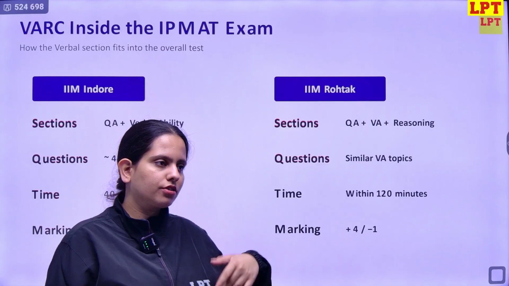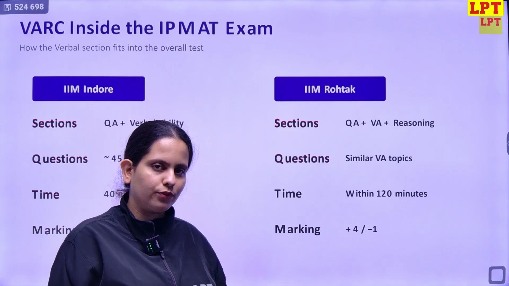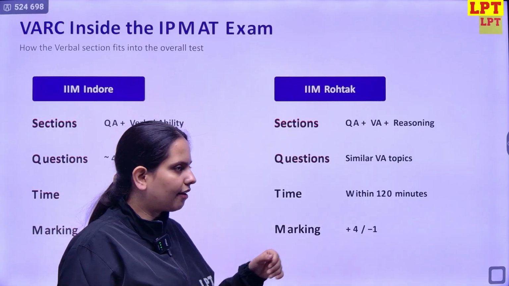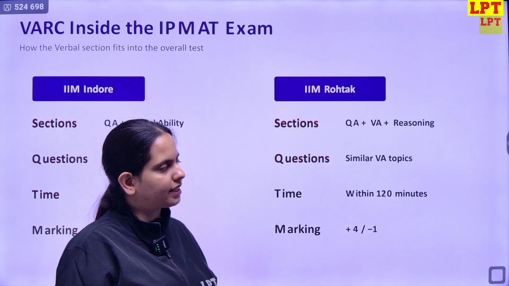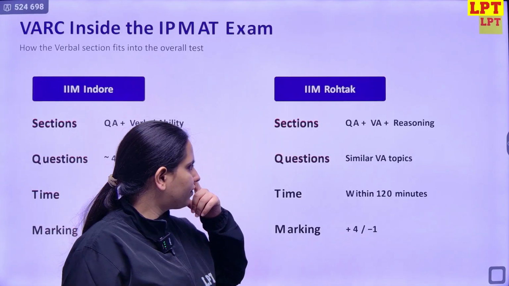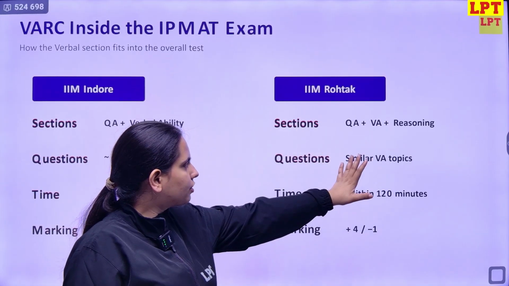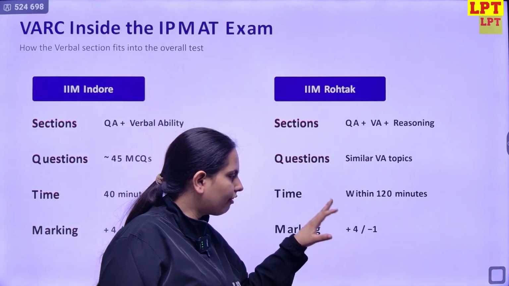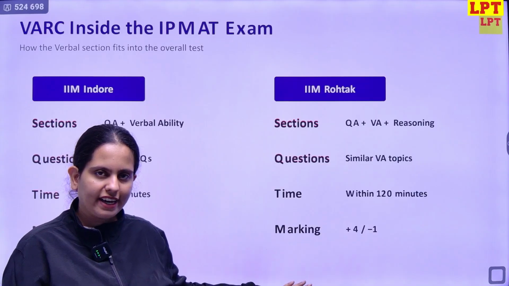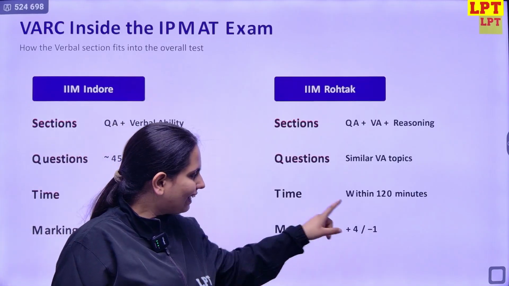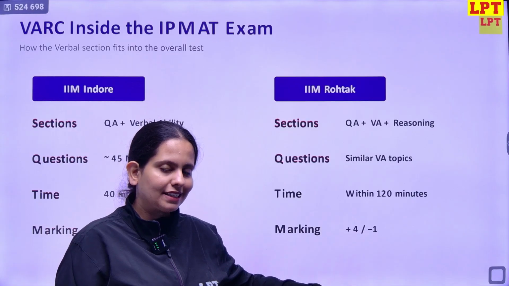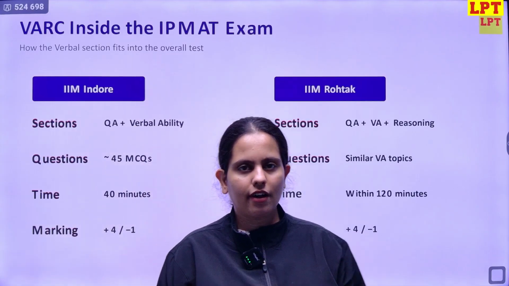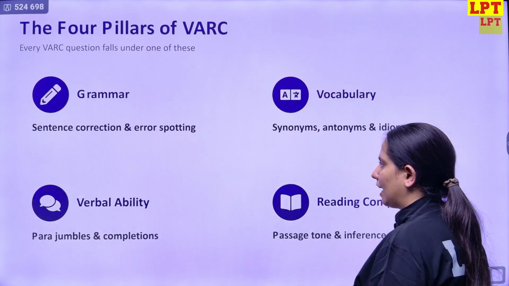Now the same goes on in the JIPMAT exam as well. Here we do not have the sectional timing given to us. So in 120 minutes we have to answer the questions of all the 3 sections. Here too we have 4 marks for each correct response, and for each incorrect response 1 mark is deducted. Now that was all the blueprint of the questions that we have.